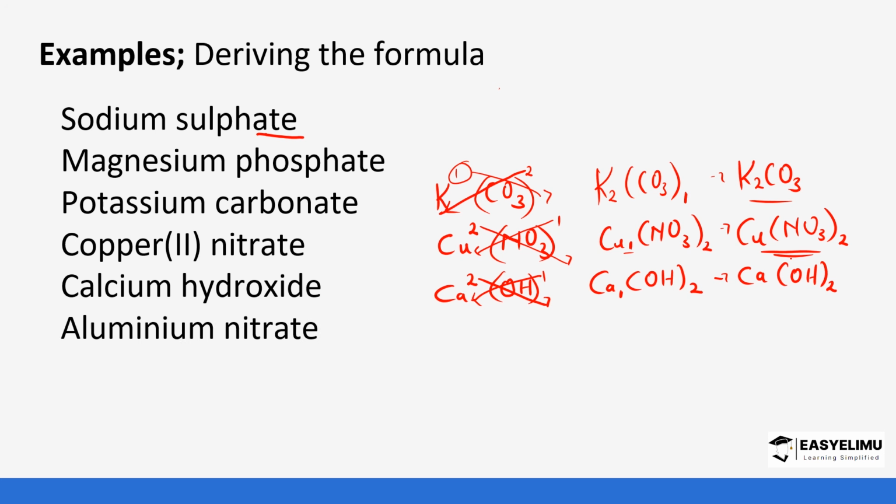Another one is aluminium nitrate. So aluminium is valency 3, then nitrate is valency 1. We put it in bracket and then we crisscross the valencies. So it becomes aluminium with a 1 and then bracket, then nitrate with a 3. Since the number outside the bracket is not 1, it's 3, we'll keep the bracket. But the 1 we don't have to put in aluminium. So it becomes aluminium nitrate.